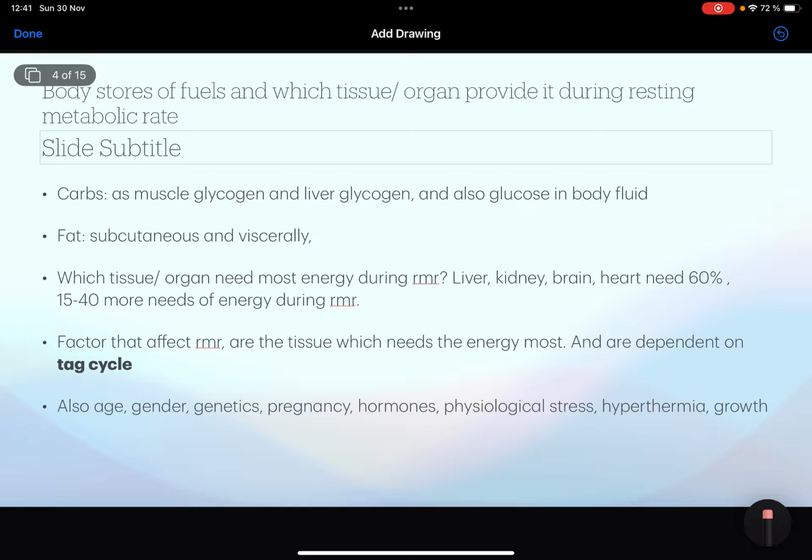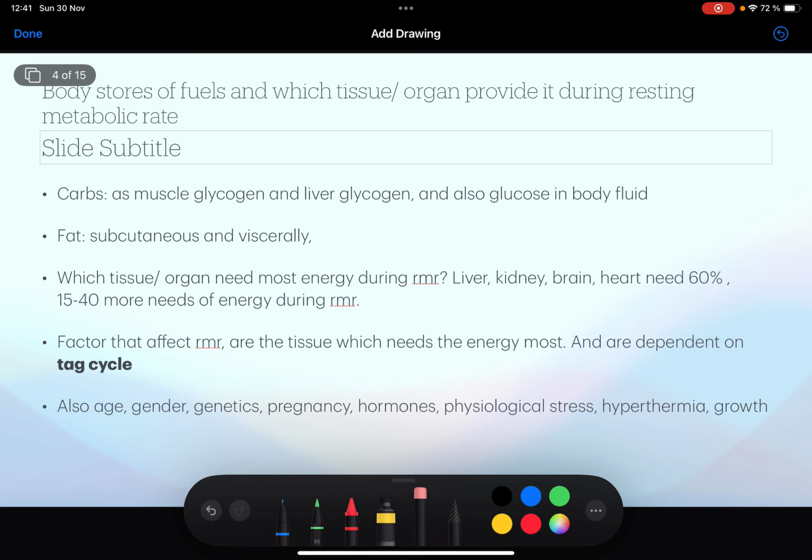So the liver, kidney, brain, and heart actually need more energy, and that is one of the factors that could affect the resting metabolic rate. So which energy it should give out to which tissues. But also the triacylglyceride cycle, because the triacylglyceride cycle is important.